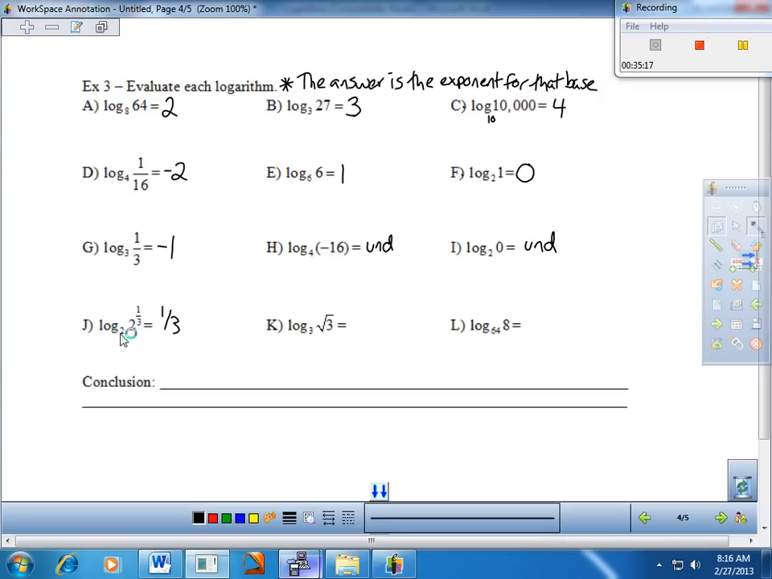Ooh, good one right here. Curious if you happen to remember this from previous courses. What's another way to represent the square root of 3? I'm going to write this. Well, the square root of 3 is actually an exponent. It's 3 to the 1/2.